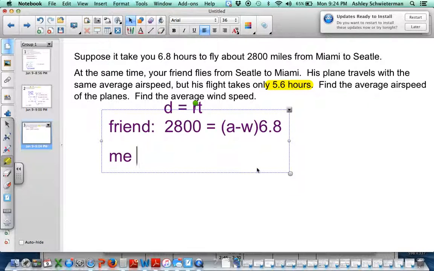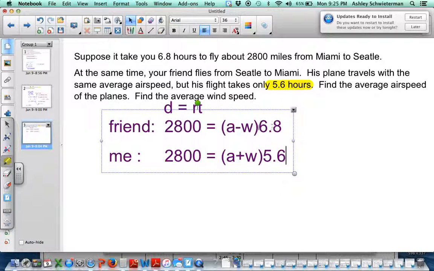Me, same distance, and instead of against, I'm with, so I have the airspeed plus the wind speed. That's why I'm traveling faster. 5.6, I'm going with it. I get to add on that wind. It's the extra boost. Yesterday I told you a helpful hint.